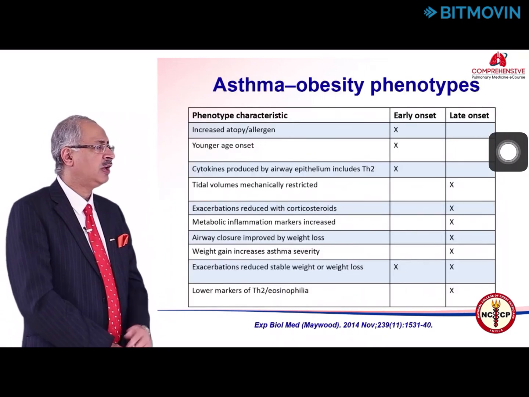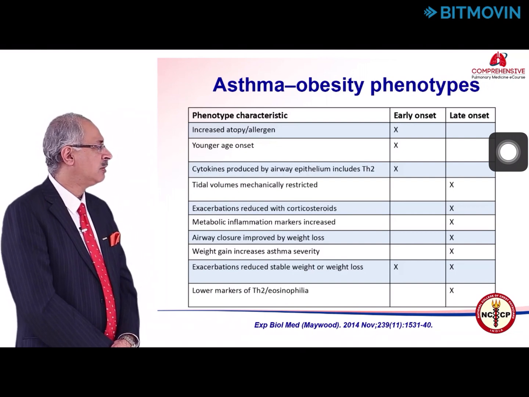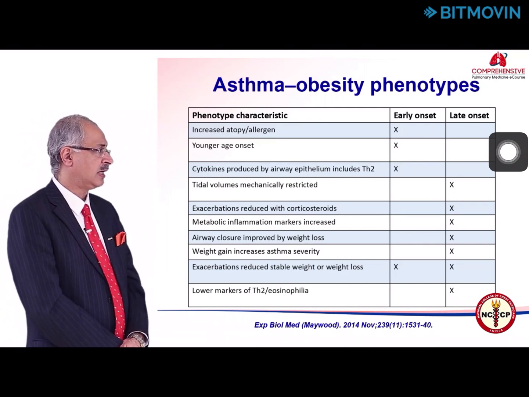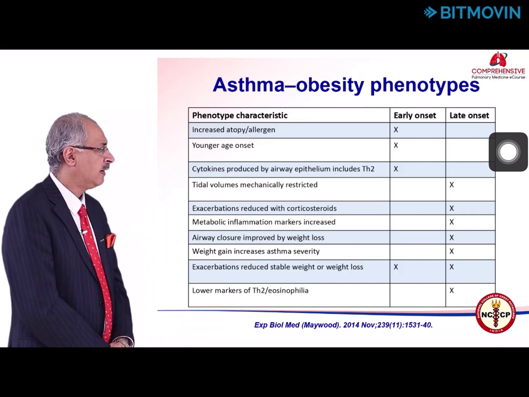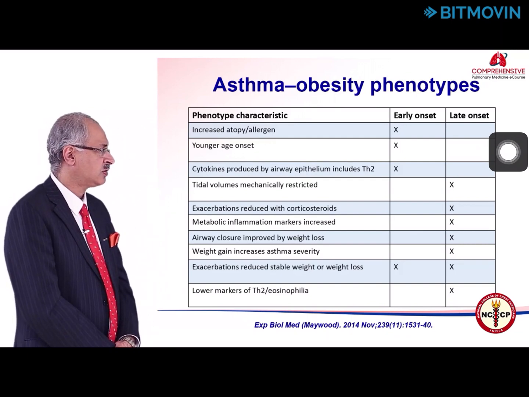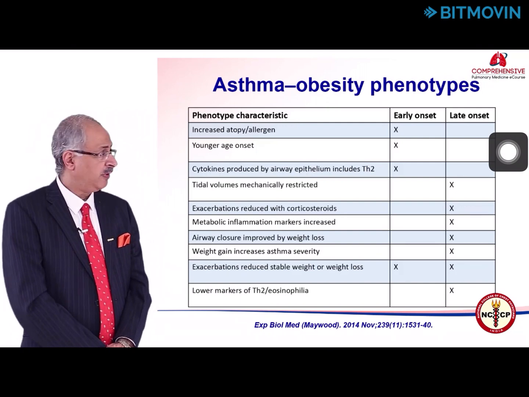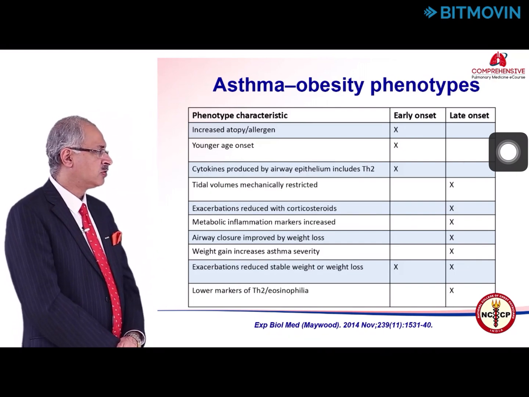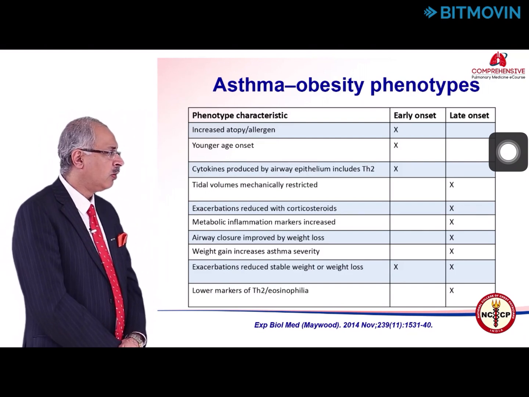If you look at the two variations, early onset and late onset with obesity, to summarize, early onset will show increased atopy and allergen sensitivity at this younger age of onset, and the cytokines are of Th2 type. On the other hand, in late onset, tidal volume is mechanically restricted, exacerbations tend to be reduced with corticosteroids, metabolic inflammatory markers are increased, and airway closure is improved by weight loss. Weight gain increases severity of asthma, and again these are reduced by weight loss or if you keep the weight stable, and there are lower markers of eosinophilia.